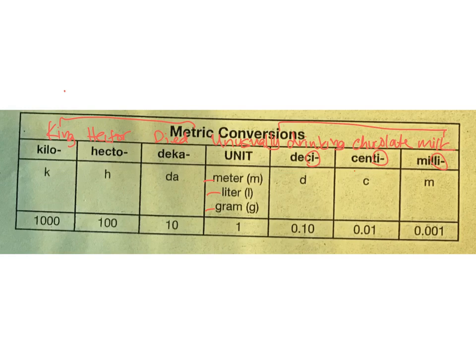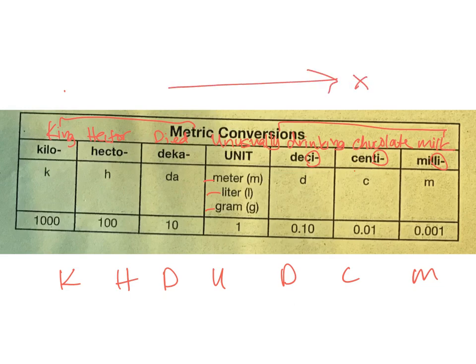If you write this format, king Hector died unusually drinking chocolate milk, whenever you're doing any kind of metric conversion, it can help you. Whenever you move to the right, you're going to multiply by 10. And whenever you move to the left, you're going to divide by 10.